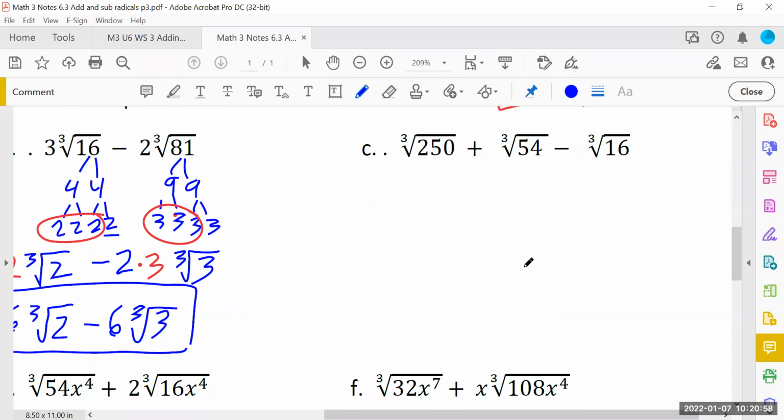Actually, do you guys need to see another one of those? Or would it be helpful to see one more? Okay, so this one's 3 pieces. It's exactly the same though. Let's break apart all 3 of them.